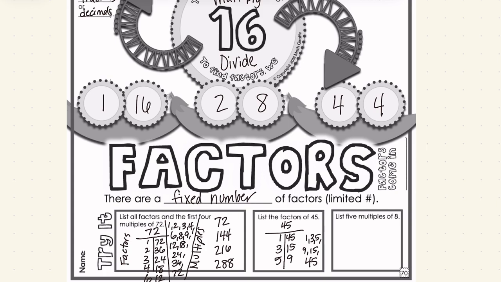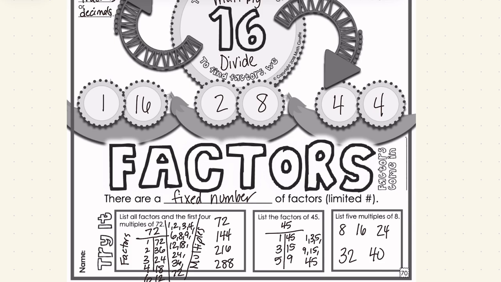Now it says list 5 multiples of 8. You can list whatever multiples you want. I'm just going to go in order. 8 times 1 is 8. 8 times 2 is 16. 8 times 3 is 24. 8 times 4 is 32. And 8 times 5 is 40. So those are our multiples, excuse me, of 8.